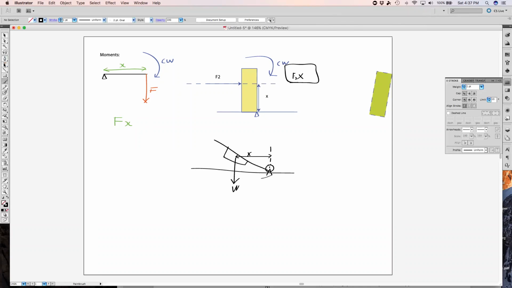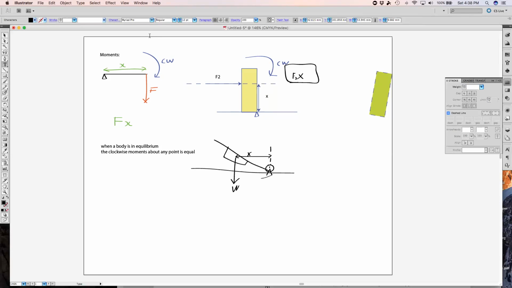The next thing we need to know is the principle of conservation of momentum. Sorry, the principle of moments, where when a body is in equilibrium, the clockwise moments about any point must be equal to the anti-clockwise moments about the same point.